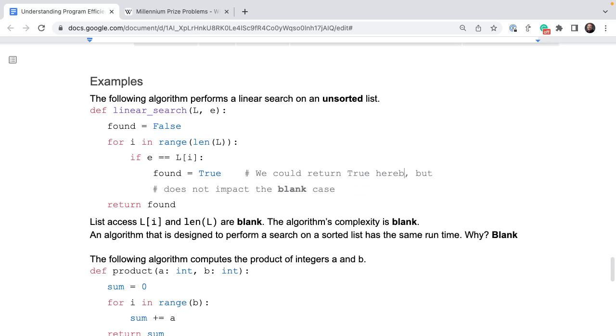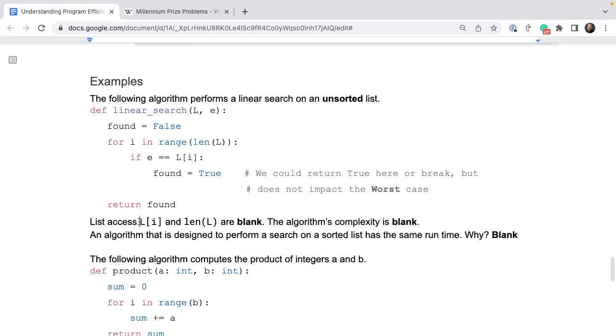But at the end of the day, does that actually impact the blank case? By the way, what case are we looking at? Big O looks at what case? The average? The best? The worst. So again, big O is a conversation about the worst case. You can do little things to speed this up, but it really does not care if you find it early. Big O is a conversation about the worst case.